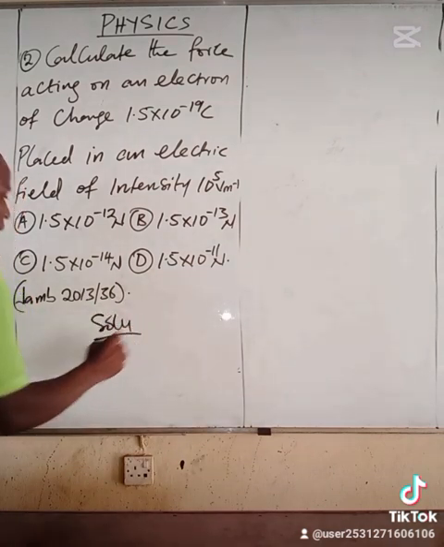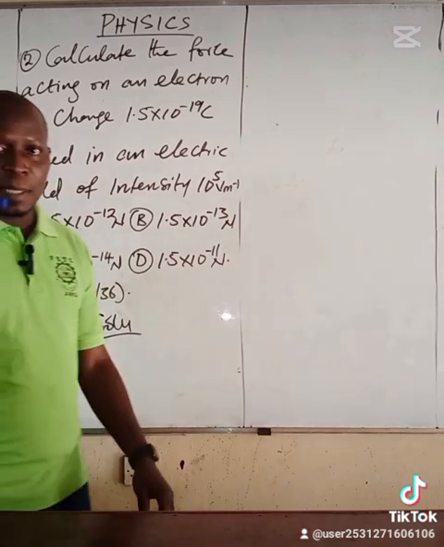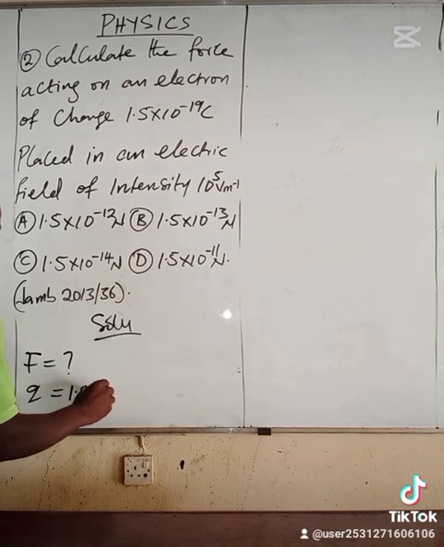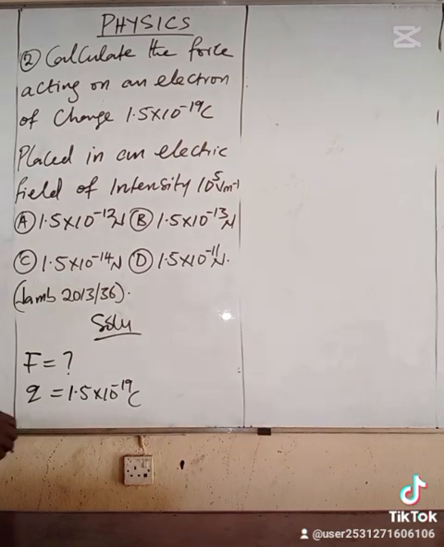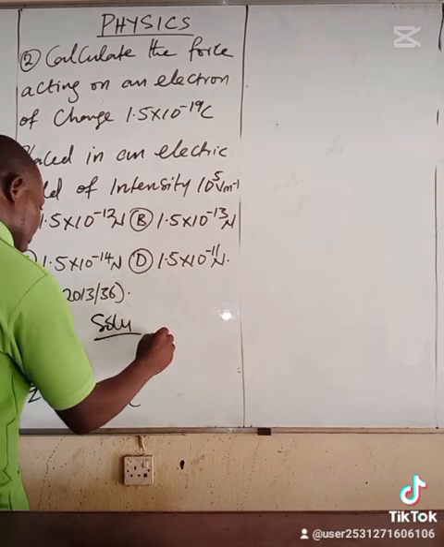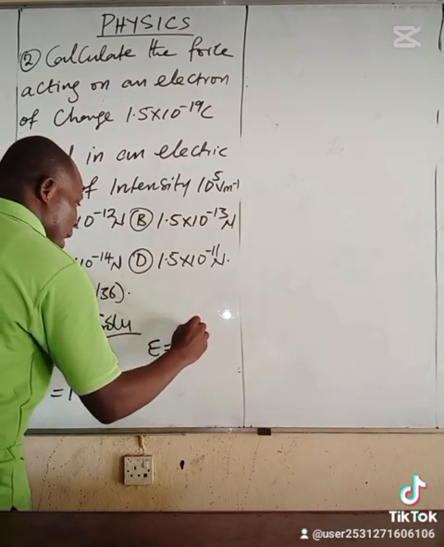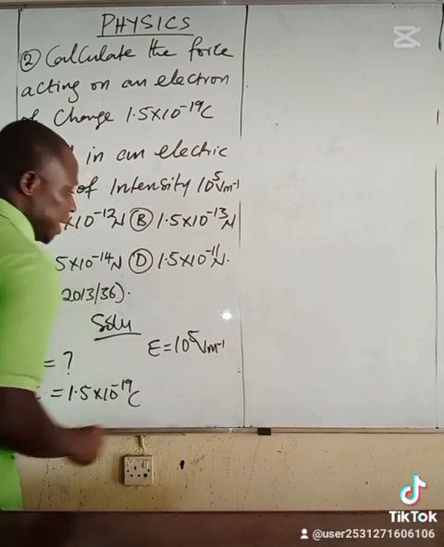Solution. I told you the first thing to do is to bring out the parameters that have been given to you in the question. Now, they say calculate the force. So it means they are asking us to find the force being exerted on this 1.5 times 10 raised to the power minus 19 coulomb charge. So the charge Q is equal to 1.5 times 10 raised to the power minus 19 coulomb, placed in an electric field of intensity. So they gave us electric field intensity E to be 10 raised to the power 5 volt per meter.